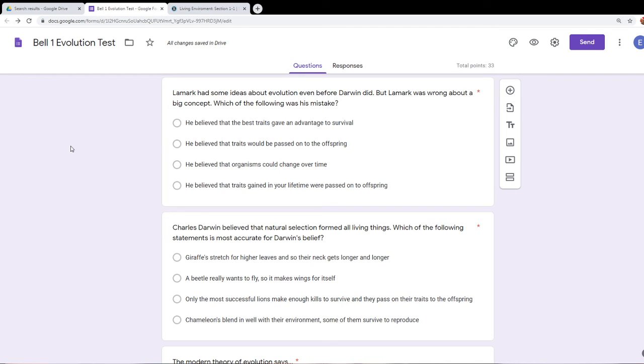Was he wrong that organisms could change over time? Or was he wrong that the traits you gain in your lifetime were passed on to your offspring? So, which one of these was he wrong about? That the best traits give an advantage, that traits will be passed on to the offspring, that organisms change over time, or that the traits gained in your lifetime get passed on to your offspring?